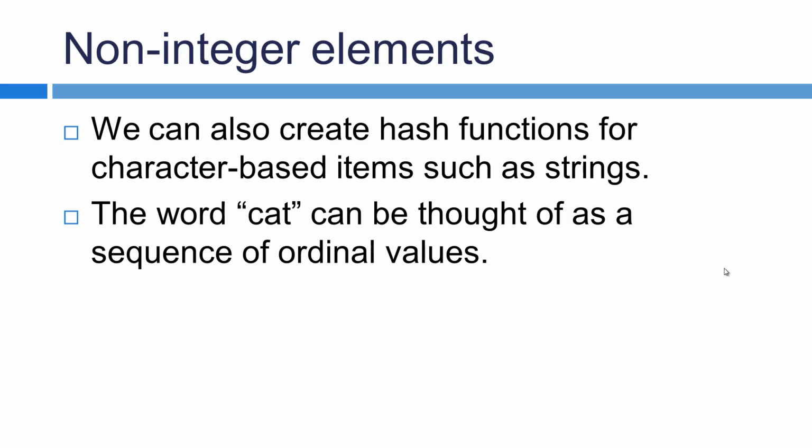Okay, so let's discuss non-integer elements. We can also create hash functions for character-based items such as strings. The word cat can be thought of as a sequence of ordinal values. And if you're not familiar with ordinal values, in this case just think of them as a way of converting that string into numbers. You can go ahead and do a Wikipedia search for ordinal values if you want a fuller breakdown of this.